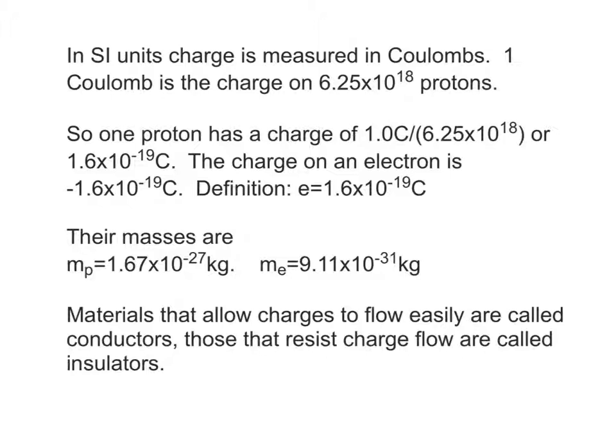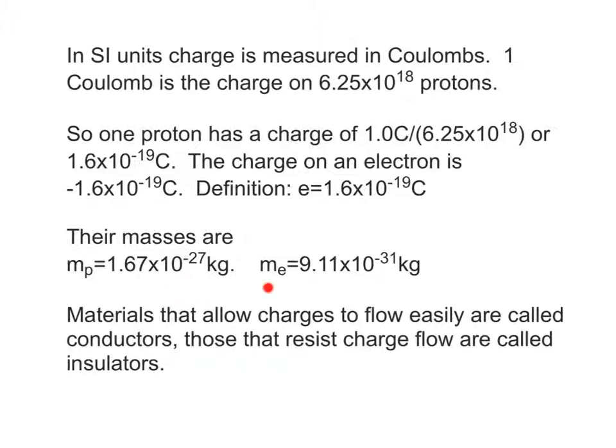Their respective masses: the mass of a proton is 1.67 times 10 to the negative 27 kilograms, and the mass of an electron is 9.11 times 10 to the minus 31 kilograms, almost 2,000 times less than the proton. Electrons and protons, even though they aren't the only charge carriers in the universe, they're the ones we encounter most commonly, and so they're the ones we'll deal with.